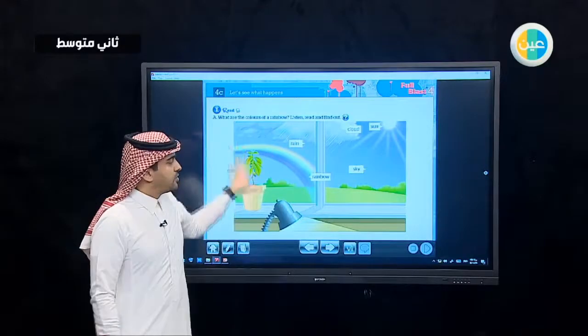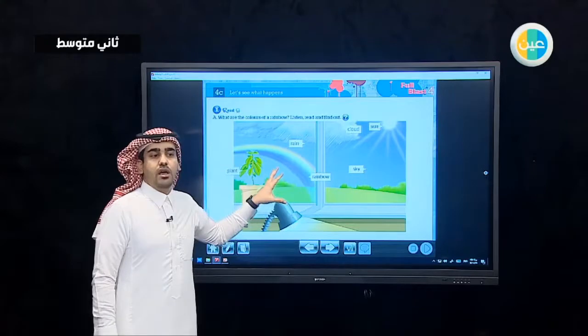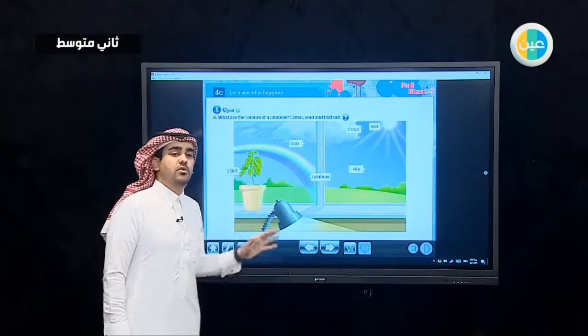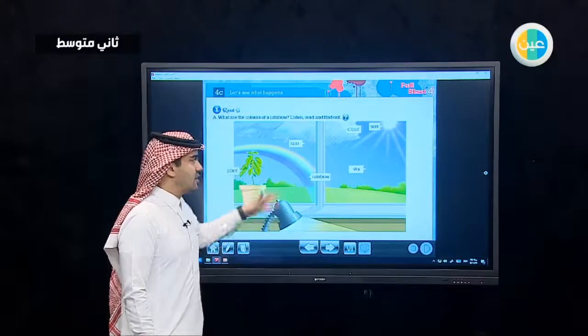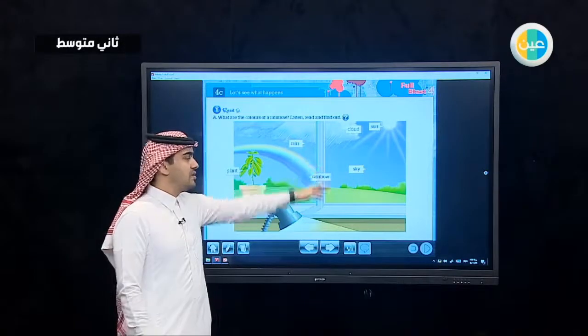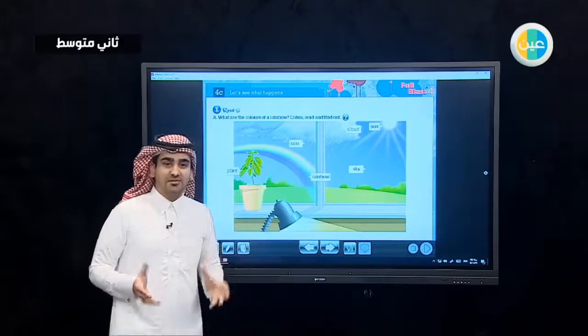So we have a picture here. We have a picture like every window. If you turn to your window and see through the window, you sometimes can see that there are plants, you can see the rain, you can see clouds, you can see rainbows, you can see the sky. Of course you can't see them all at once, but sometimes you can see some of them.